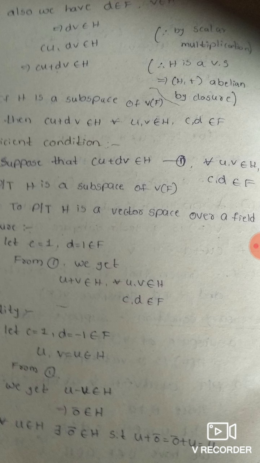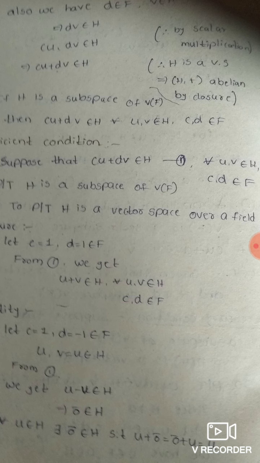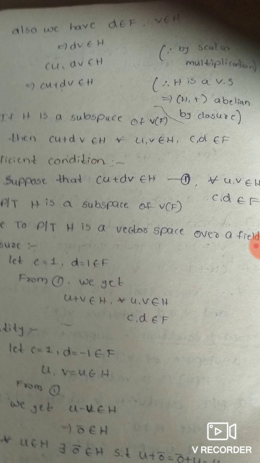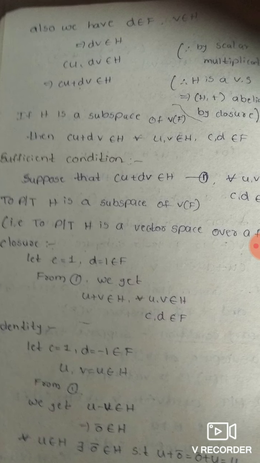CU belongs to H and dV belongs to H. That implies CU plus dV belongs to H. The first condition is over. That is also, we have d belongs to F, v belongs to H, that is dV belongs to H. That is already CU belongs to H, dV belongs to H. That implies CU plus dV belongs to H.